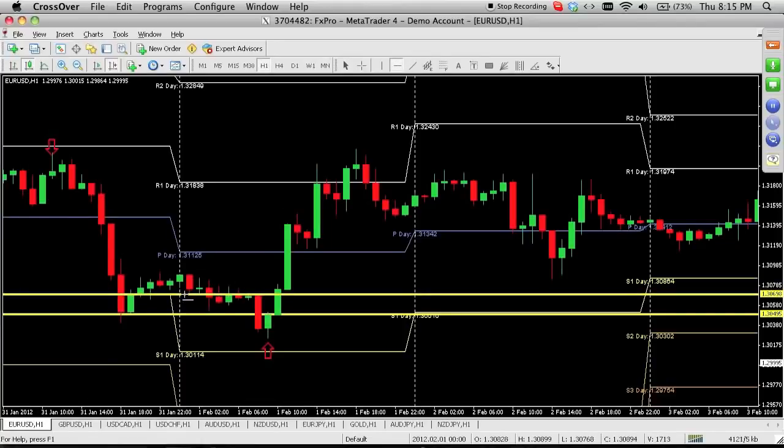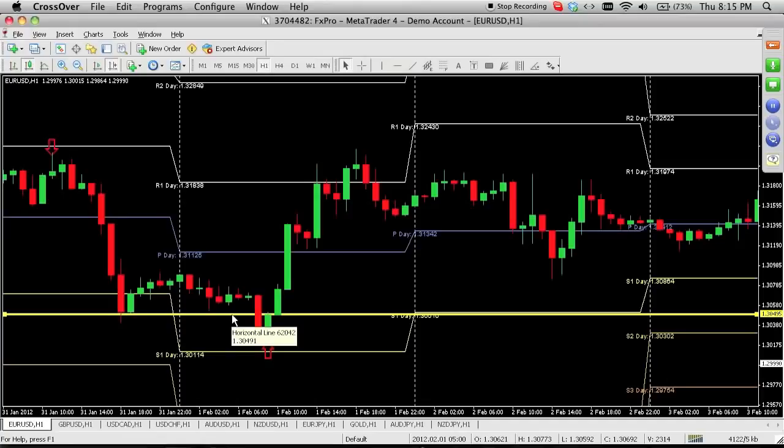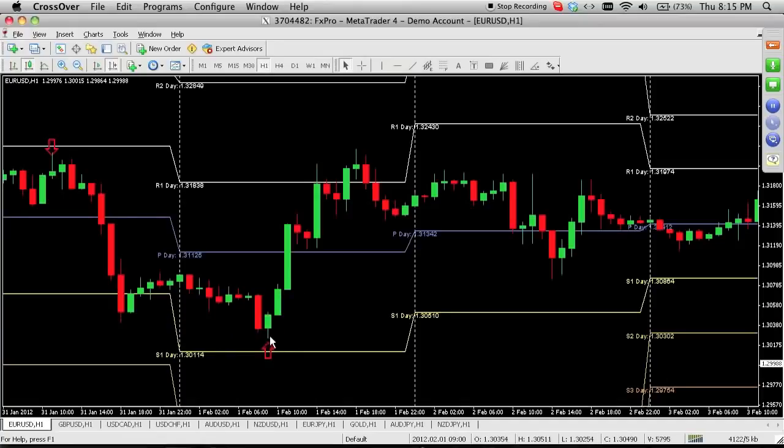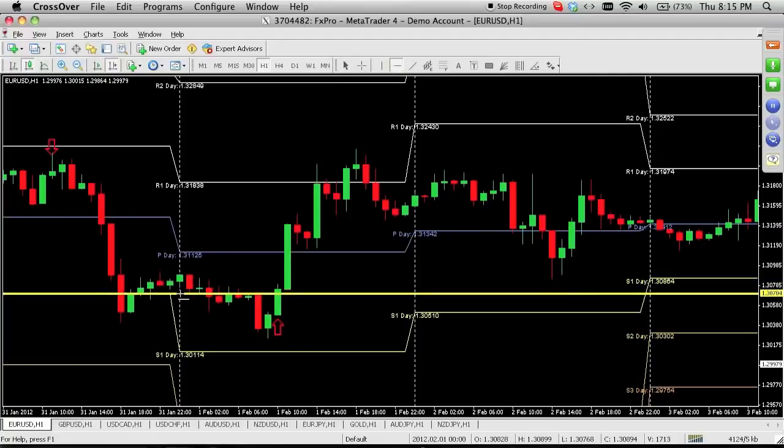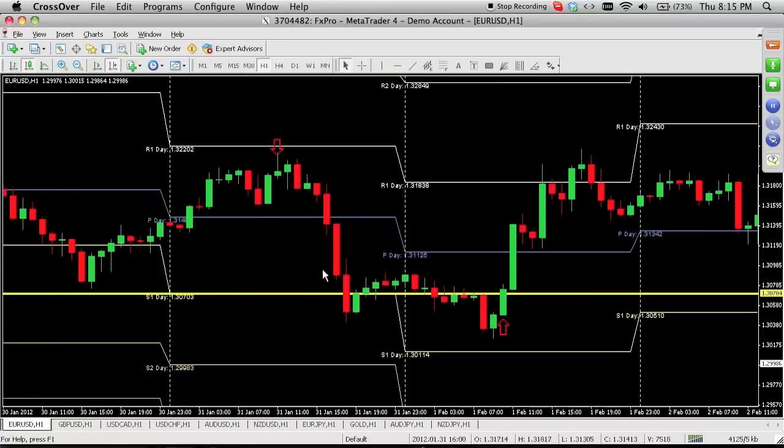This zone will also start touching. Move this one. When you enter long on Euro USD at the opening of the next candle, which is right there, you want to keep an eye out for the first pivot line, which is right there.